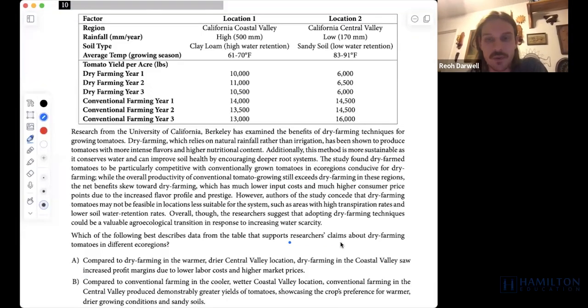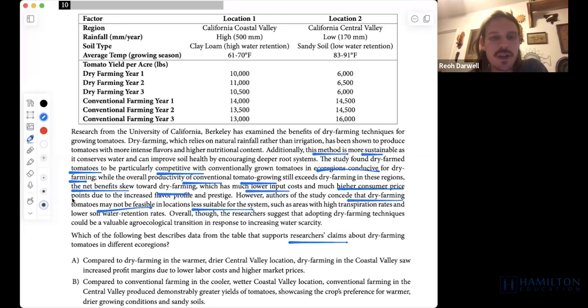All right, so we want to support the researcher's claims. So what is the researcher's claims? So that dry farming is more sustainable and that dry farming can be particularly competitive in ecoregions conducive for dry farming, right? Though dry farming might not be feasible in locations less suitable. So even though the productivity of conventional exceeds, benefits go to dry farming because it has lower input costs and a higher consumer price point due to the increased flavor profile and prestige.